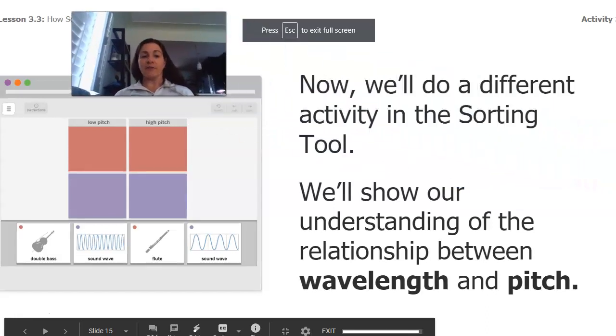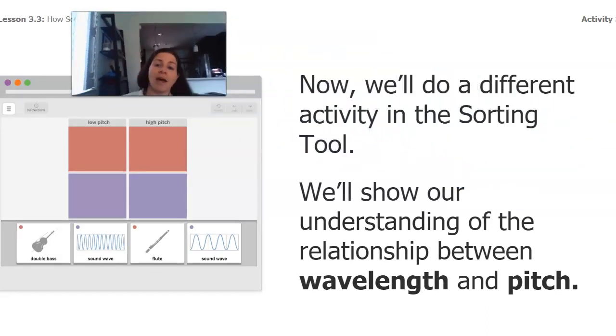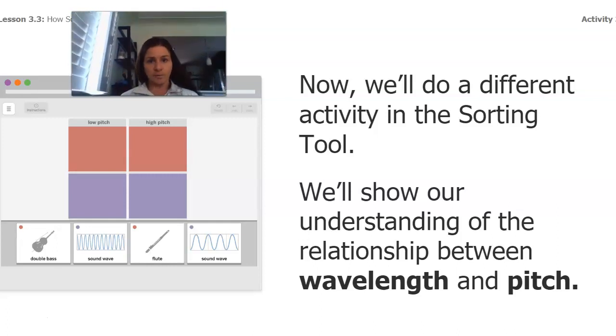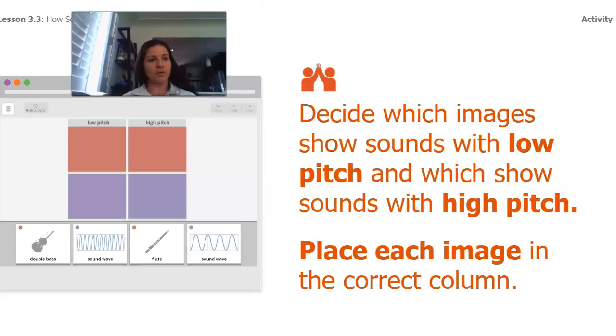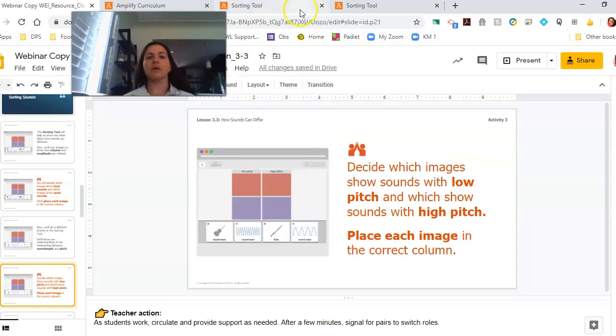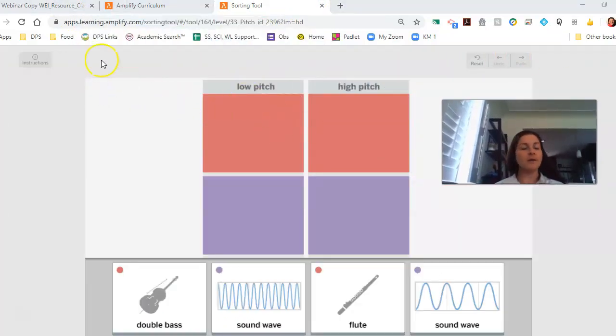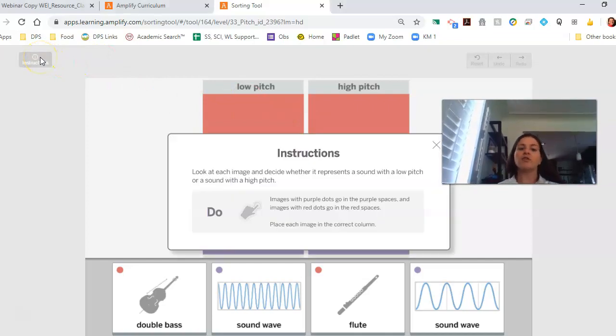So we just did that for volume. Now we're going to do that for wavelength and pitch. So let's go into the other sorting tool. Again, let's read the instructions. The instructions say, look at each image and decide whether it represents a sound with a low pitch or a sound with a high pitch. Images with purple dots go in the purple spaces and images with red dots go in the red spaces. Place each image in the correct column.